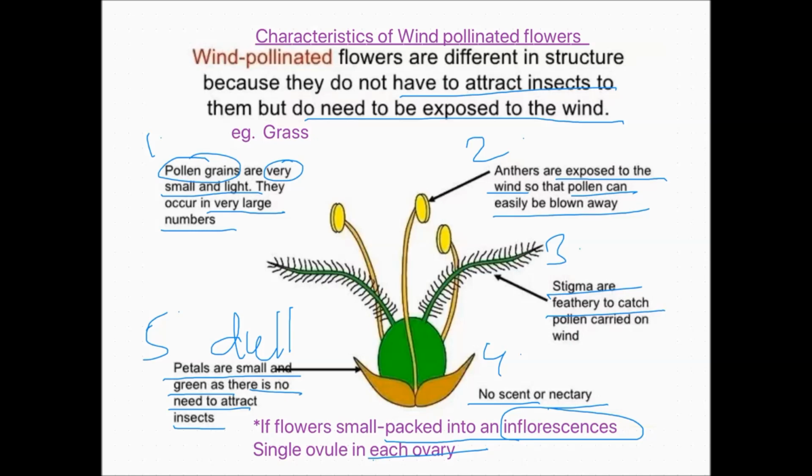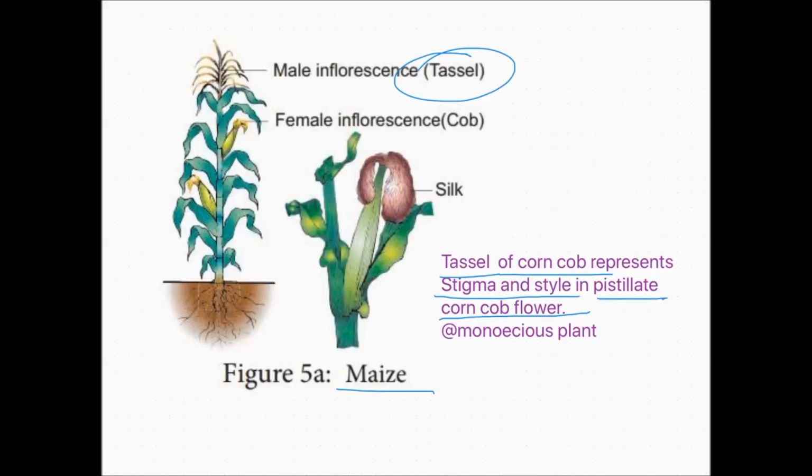The flower will be dull colored. There is no need of color in the petal, no need of attracting insects. If the flowers are small, it will be packed into the inflorescence, and there will be a single ovule in each ovary. Male inflorescence tassels, tassels of corn cob represent stigma and style in the pistillate flower.